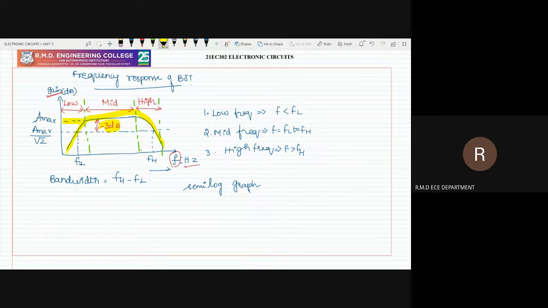And we have the graph and your A max by root 2. Wherever it intersects, that point is called your FL. The same way on the right hand side, wherever your line and your graph intersect, it is called FH. So FL stands for lower cutoff frequency, FH stands for higher cutoff frequency. The difference between these two will give you the bandwidth. The low frequency region is Fs less than FL, and the mid frequency region is the FL to FH portion, we call it the mid frequency, and the high frequency region is Fs greater than FH.